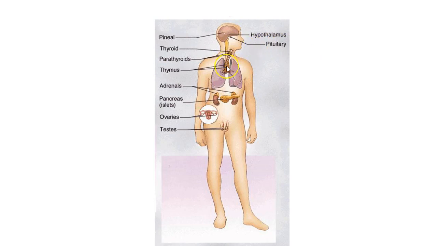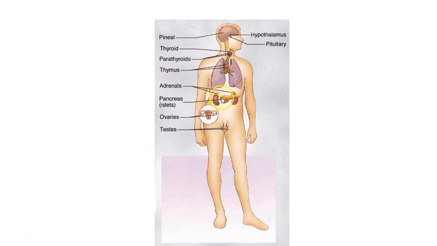Thymus is one of those double duties. Remember, it's in the lymphatic system, but it does make one hormone, so they threw it in with endocrine, okay? On top of the adrenal glands, on top of the kidneys, there's the adrenal glands, and they make adrenaline, which is epinephrine. They make other stuff too.